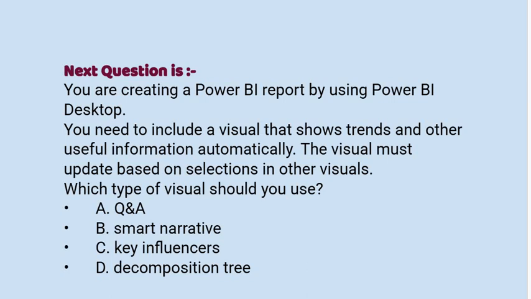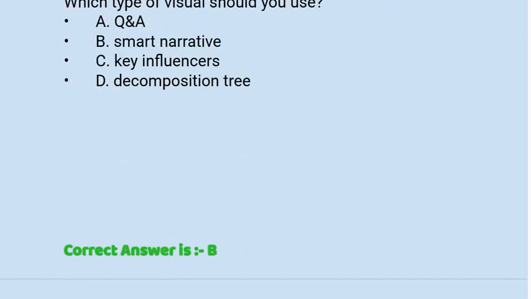Option A, Q&A. Option B, smart narrative. Option C, key influencers. Option D, decomposition tree. Correct answer is option B.